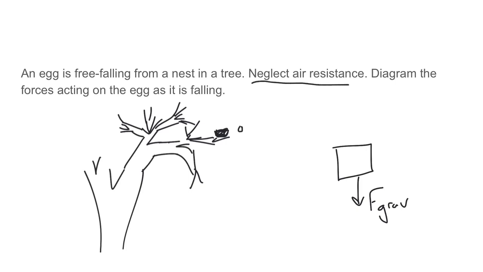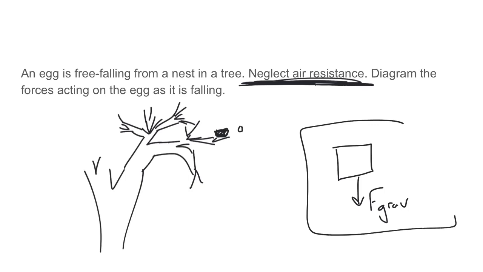If we were counting air resistance, that is a type of friction caused by the object moving past the particles of air. And so that would be an example of friction that would act upwards, but we're told to neglect air resistance. And so we're not going to draw any other forces, and this would be the final force diagram for this situation.